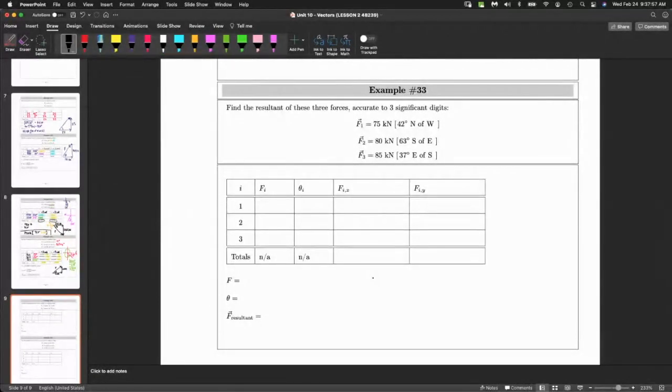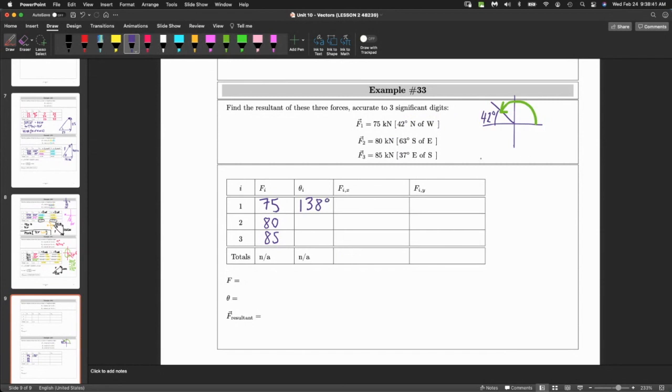The first thing that you want to do here is write down the magnitudes. That's easy. I'll just dump those in here: 75, 80, and 85. Remember, this table is my table, my little creation, so if you do use it, you need to draw it yourself. Now take these angles. 42 north of west. That's this angle, but we don't want that angle. We want the angle measured from the x-axis, so that's 180 minus 42, which is 138.